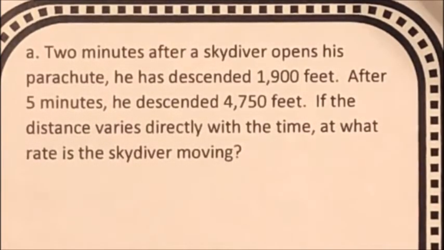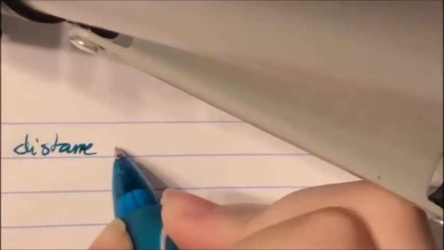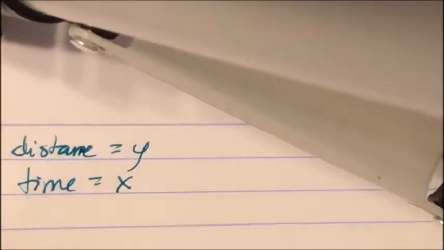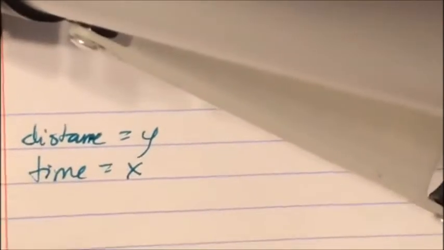All right, now that you've had a chance to try the try it problems, let's go over the answers together. Letter A says 2 minutes after a skydiver opens his parachute, he has descended 1,900 feet. After 5 minutes, he descended 4,750 feet. If the distance varies directly with the time, at what rate is the skydiver moving? The distance varies directly with the time, which means my distance is y and my time is x. They gave me a couple of points to use.